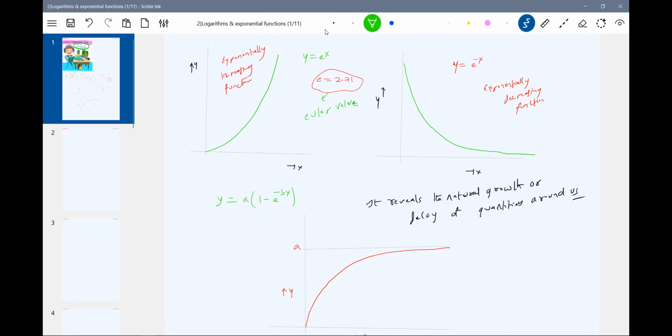So what is the name given for this? It's called the Euler number. Better select it. So this is what I just understood about this one.